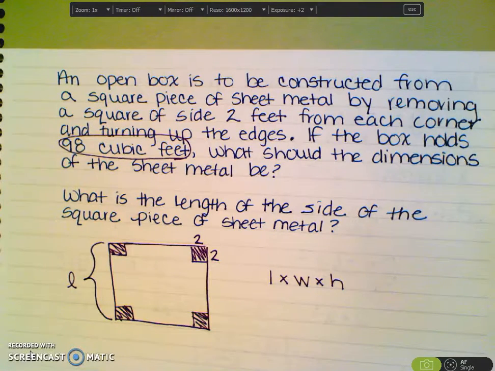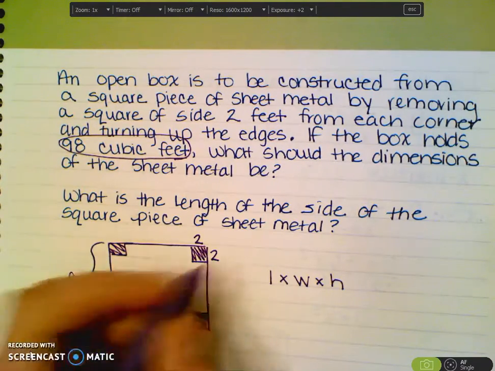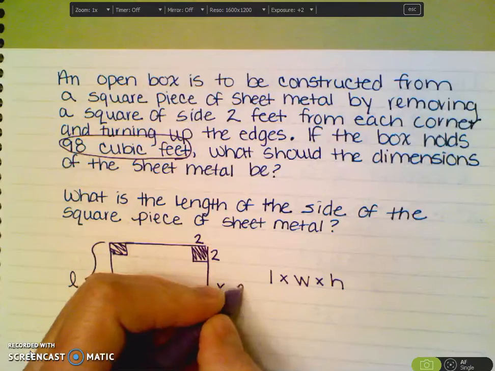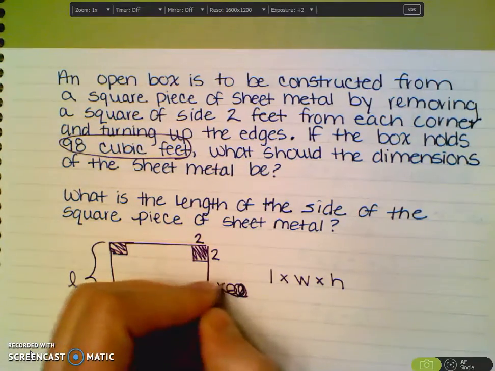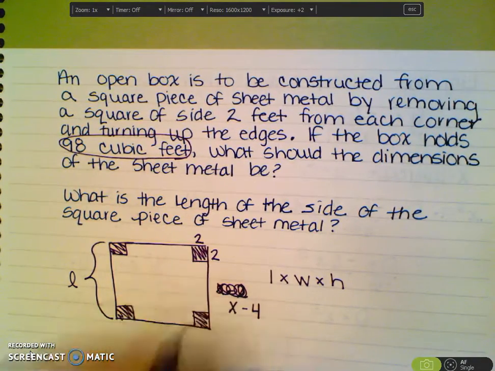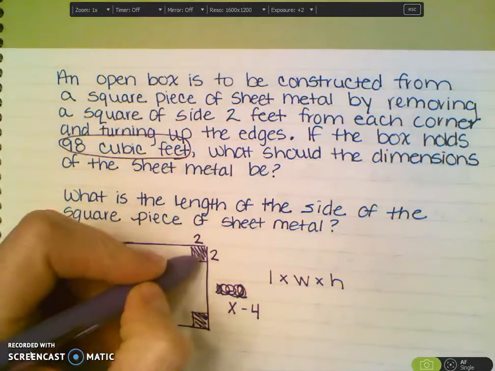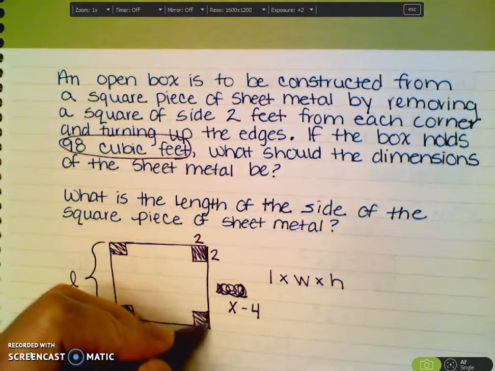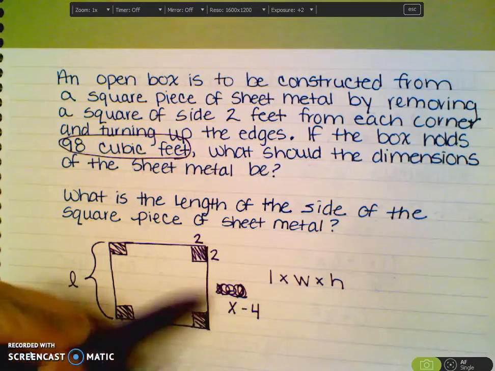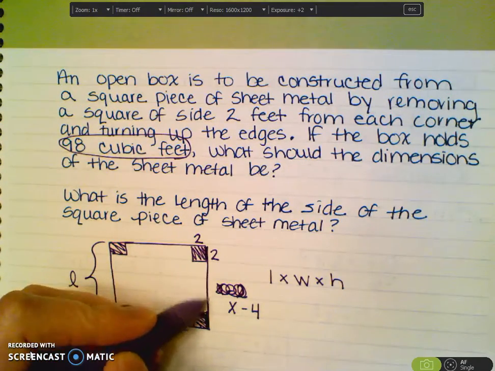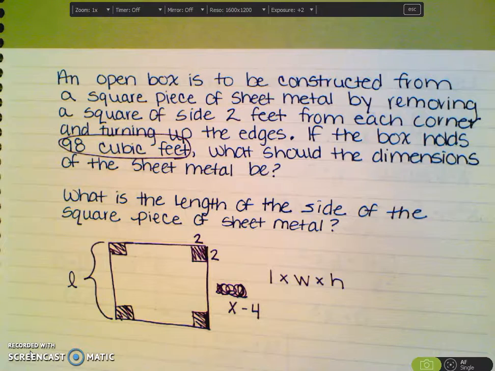So in order to find the length, I know that the length is going to be x minus 2. Actually, not x minus 2, I'm sorry. This would be x minus 4. The reason it's x minus 4 is because you would take the 2 feet from this side and the 2 feet from this side. So if you have the full length and you subtract 4, you're going to get this side right here. So that's what our length is.